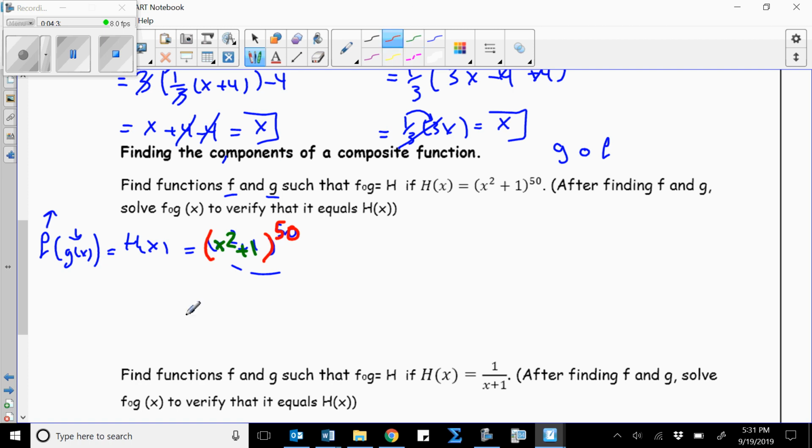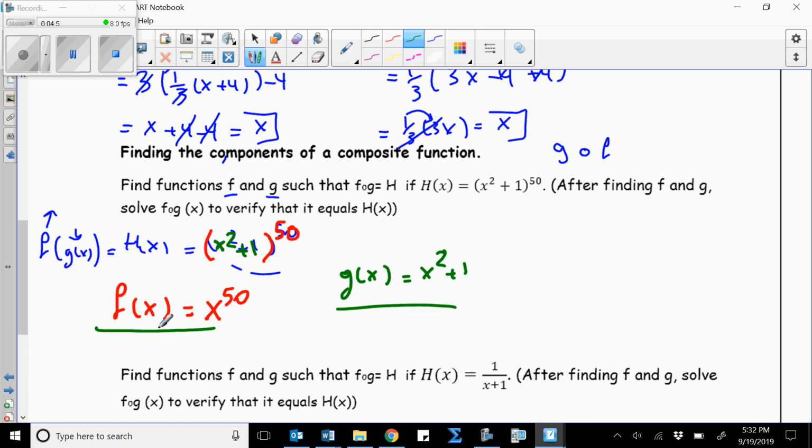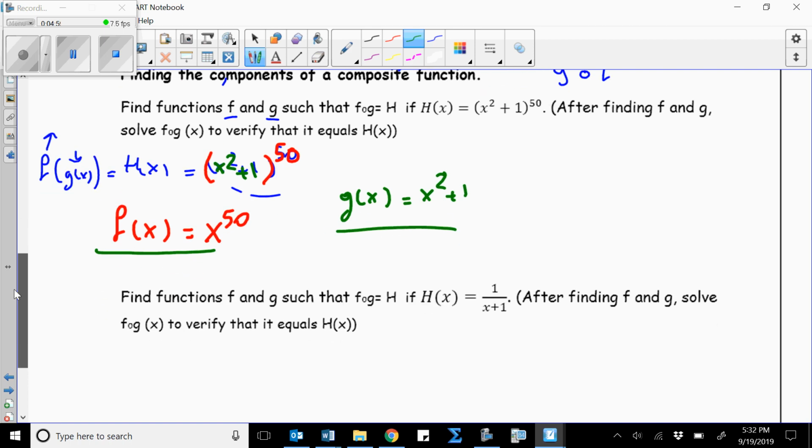So we say the outside function, which is f, is x to the power of 50, and the inside function is whatever you see inside, so it's g of x, which is x squared plus 1. So that's how you find the components, and this is our answer.